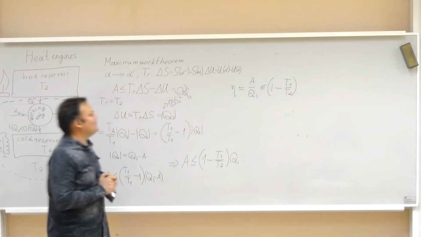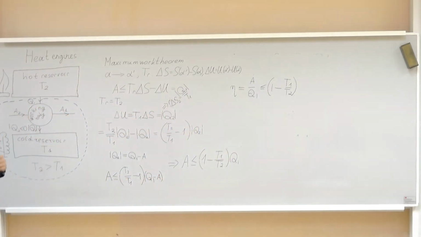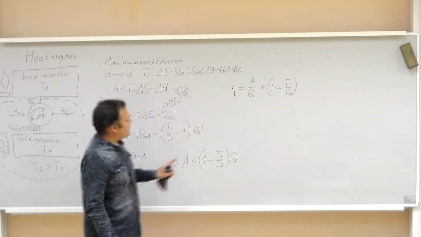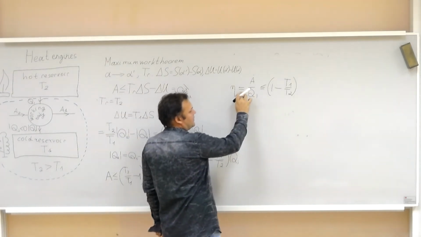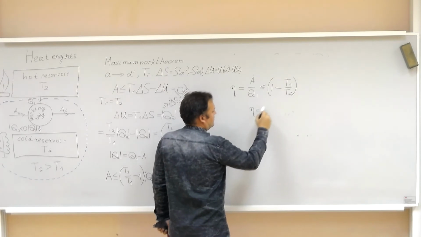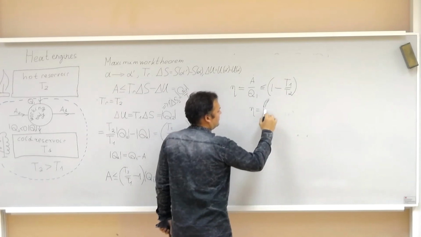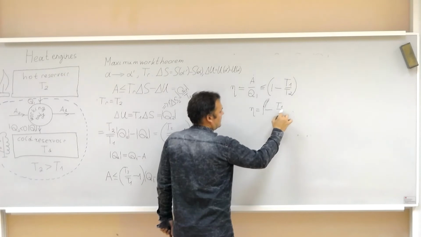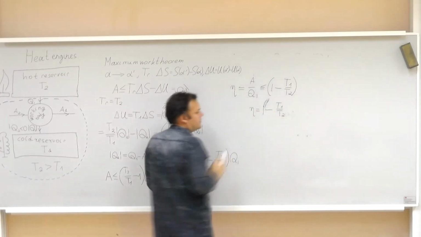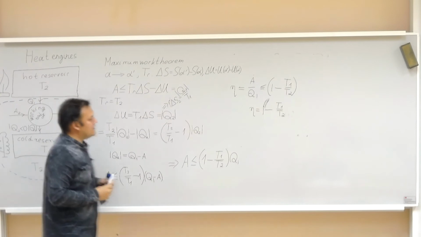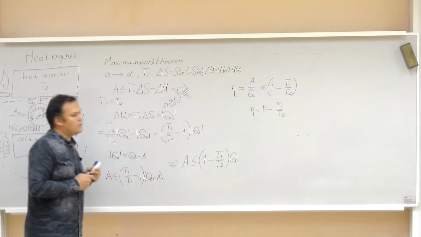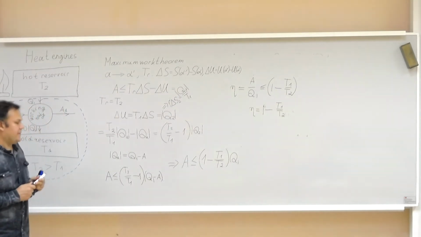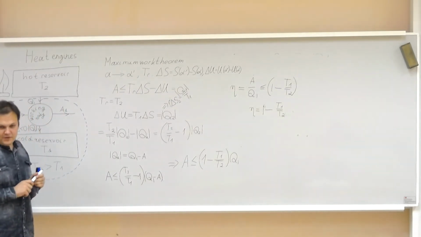Okay, let us explain why. For the most effective engine, we should have equality here. So this eta should be equal to 1 minus T1 divided by T2. And this engine should go through a reversible process.